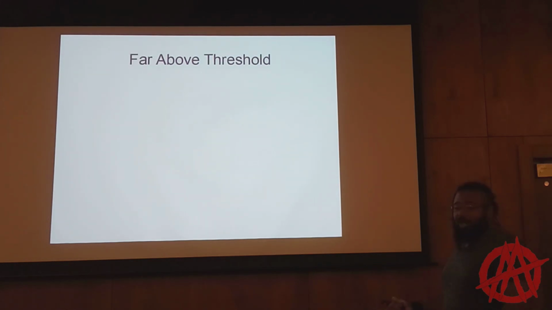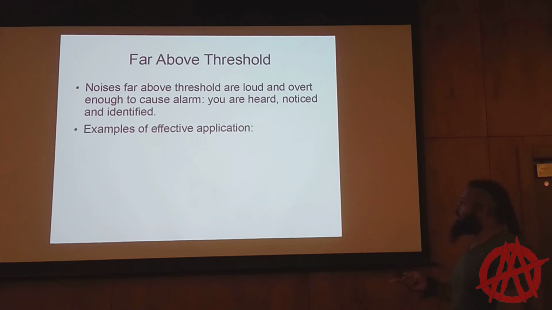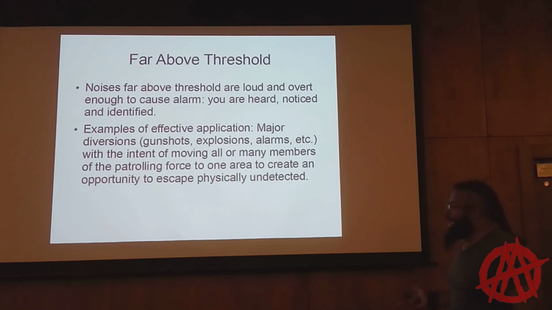And now we're going to get into the last one, far above threshold. It's pretty easy and predictable from here, but noises far above threshold are loud and overt enough to cause alarm. You are heard, noticed, and identified as a threat. Hopefully you're not visually identified, they don't see you, but they know something's wrong, or if you're escaping from somewhere, they know you did it, or again, they know it's a threat. There's no question as to what's going on, right? They hear an explosion, a gunshot, right? Examples of effective application: major diversions, gunshots, explosions, alarms.